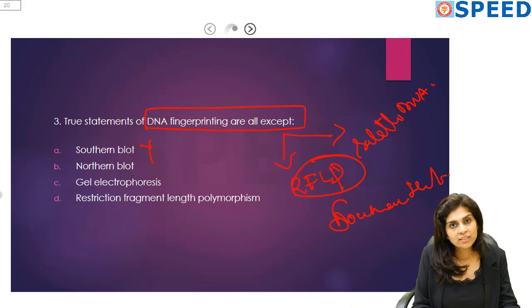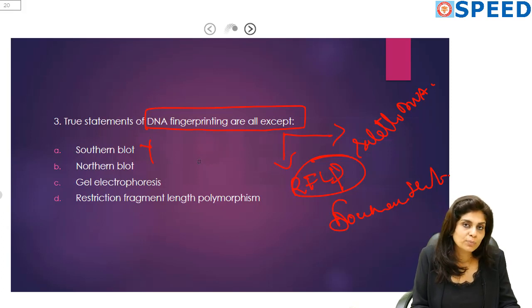What is northern blot? I said it's identifying RNA fragments. You cannot differentiate a person based on RNA sequences because most of these RNAs are spliced. So most of these RNAs would have lost their variable sequences. So northern blot is never a form of DNA fingerprinting technique. Does it involve gel electrophoresis? Yes. Does it involve RFLP? Yes.